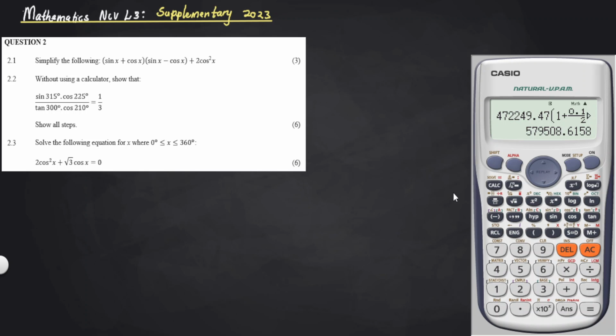Okay, now 2.1, they want us to simplify the following. Simplify. You are simplifying. So 2.1, let me use white. You have (sine x plus cos x)(sine x minus cos x) plus 2 cos squared x equal to.